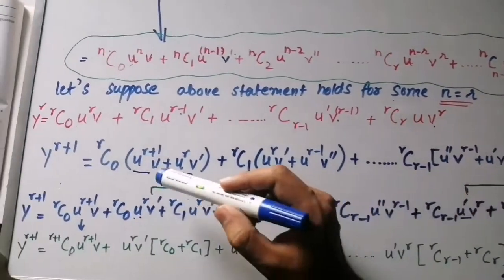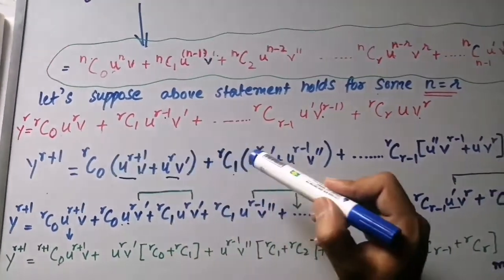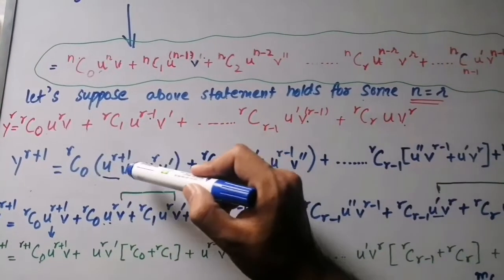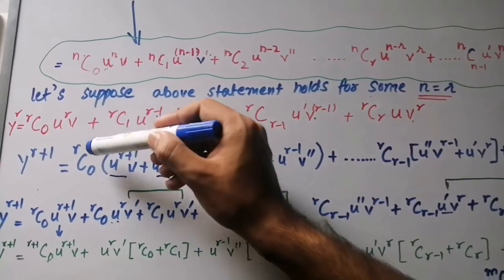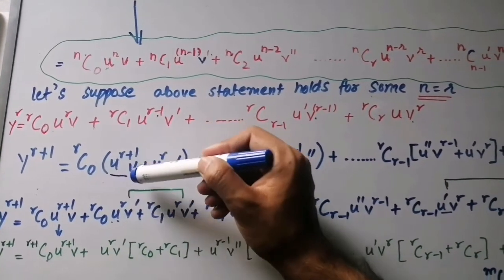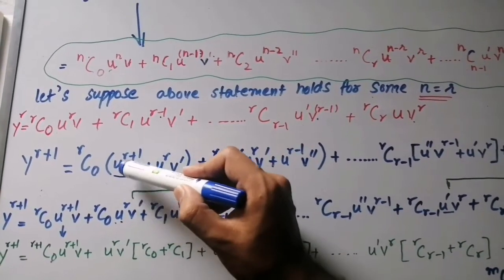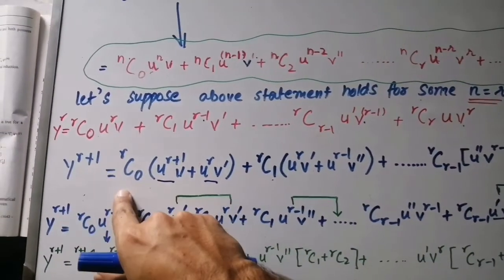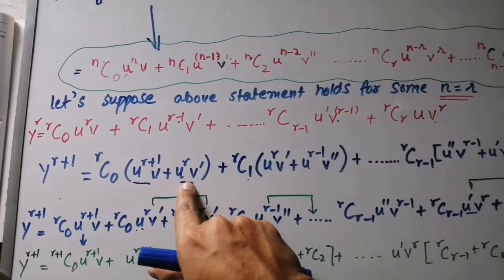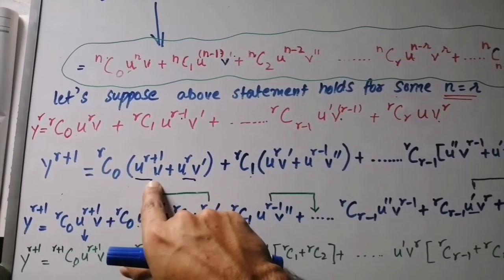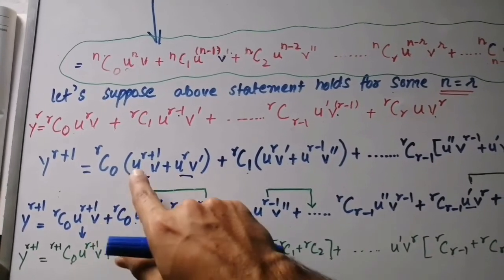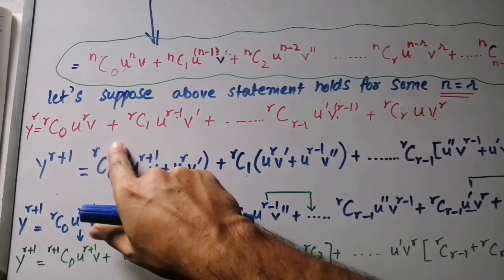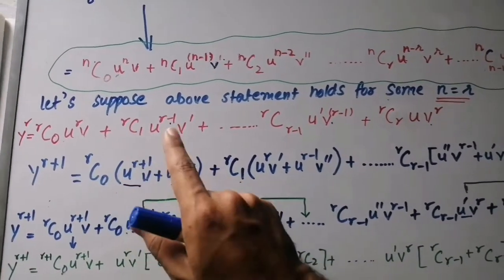As you can see, there are some C's appearing outside the brackets here. We are going to multiply these C's with the terms inside the brackets. That is, rC0 will be multiplied with these two terms, u_(r+1) v plus u_r v prime, by the distributive law. After multiplying rC0 with the very first term you get this, and after multiplying rC0 with the second term you get this. So after multiplying rC0 with both terms, you get these two terms.